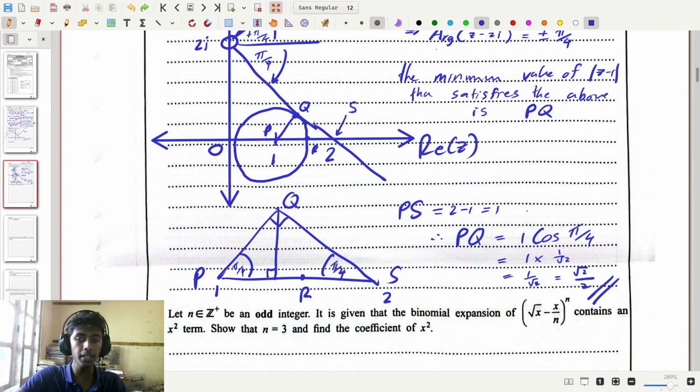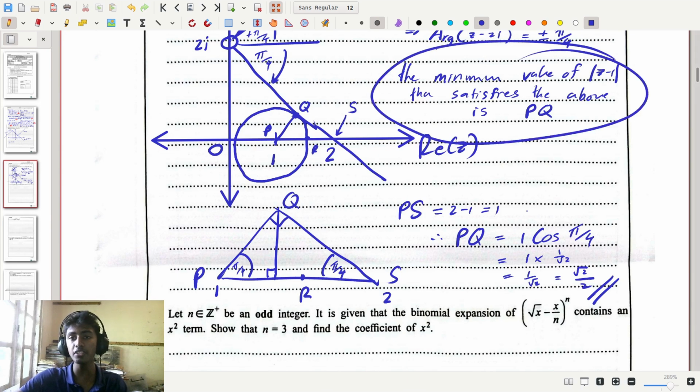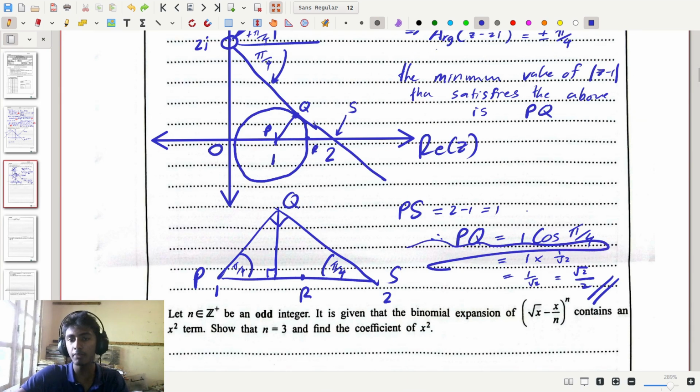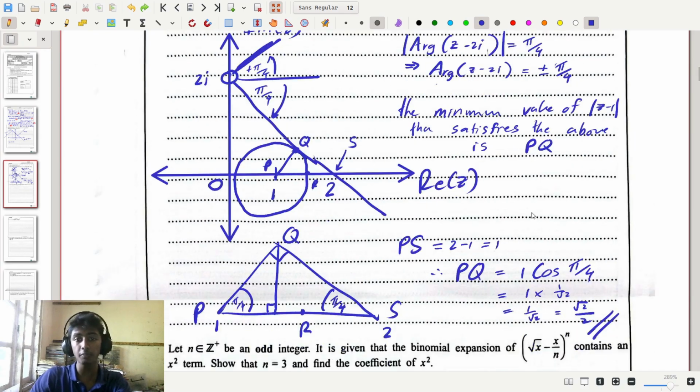Now, you don't really need to say at this point that this is the minimum value of the modulus of z minus 1, since we have already mentioned that up here. Now some of you might think, oh, I need to write that the minimum value of the modulus of z minus 1 is equal to this. No, you don't. You've already said that. So at this point, our solution is pretty much complete.